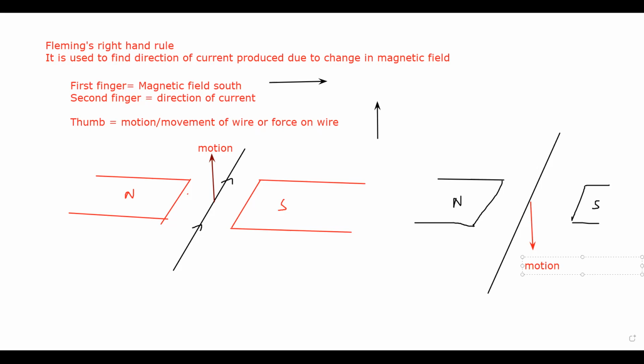Your first finger, index finger, should point on the right hand side. Your thumb should point downward. So when you apply the rule, your thumb is pointing down, and the first finger is representing the magnetic field. So the direction of the current will come out in this manner. Is it clear to everyone? You should be able to apply the rule and find the direction of the induced current.